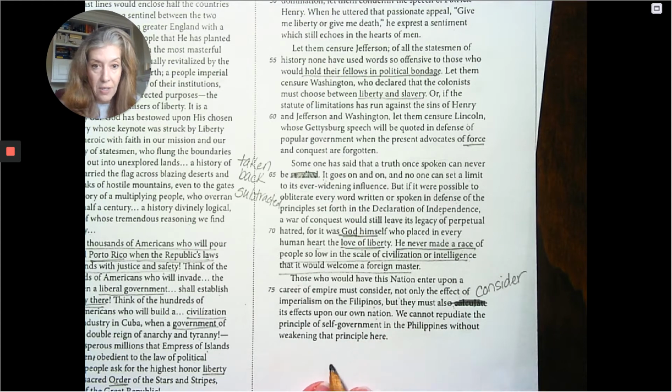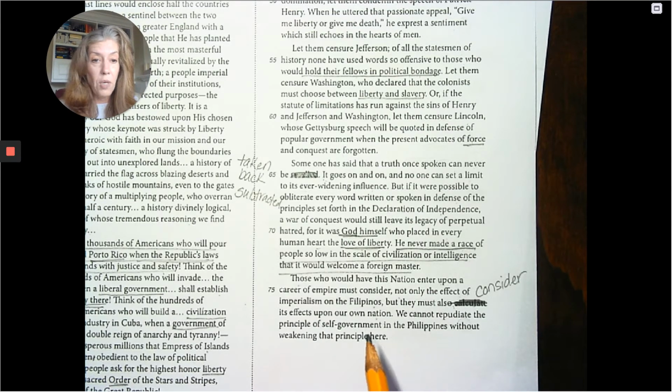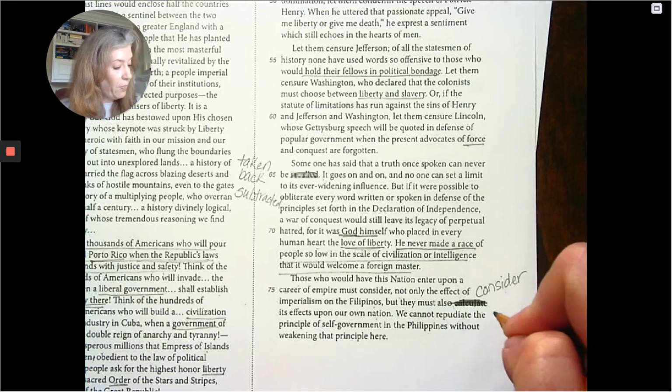So those who would have this nation enter upon a career of empire must consider not only the effect of imperialism on the Filipinos, but they must also consider its effect upon our own nation. A simple logical word takes its place. It doesn't change the meaning of the sentence, so it works. Let's come up with a synonym for the word consider. And we're just going to go simple, logical.